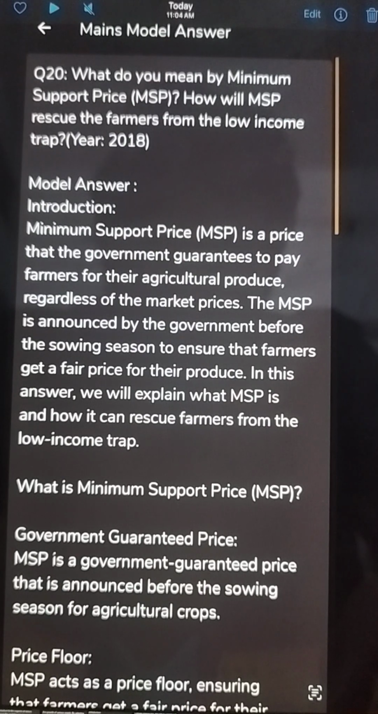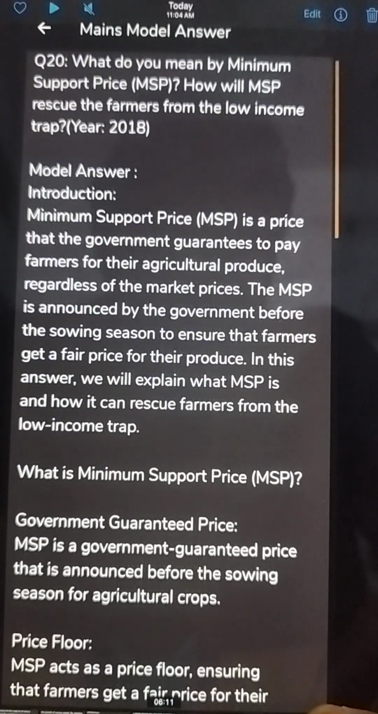First is government guaranteed price. MSP is a government guaranteed price that is announced before the sowing season for agricultural crops. Second is price floor.